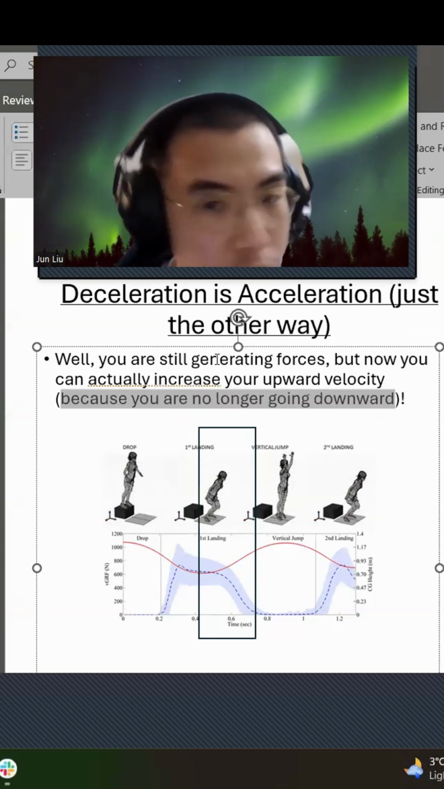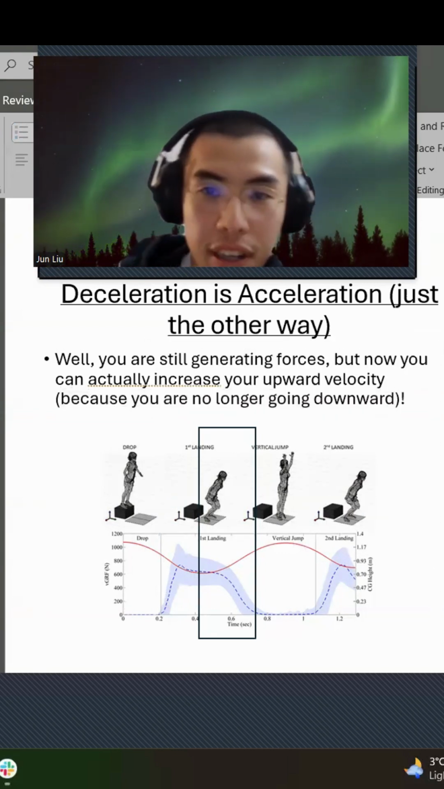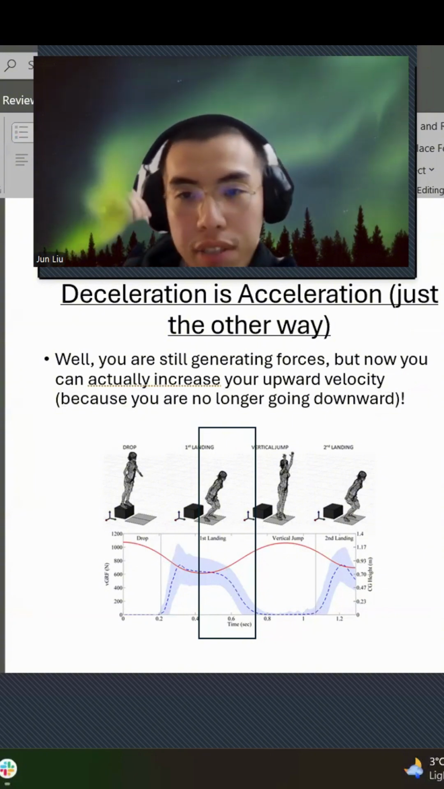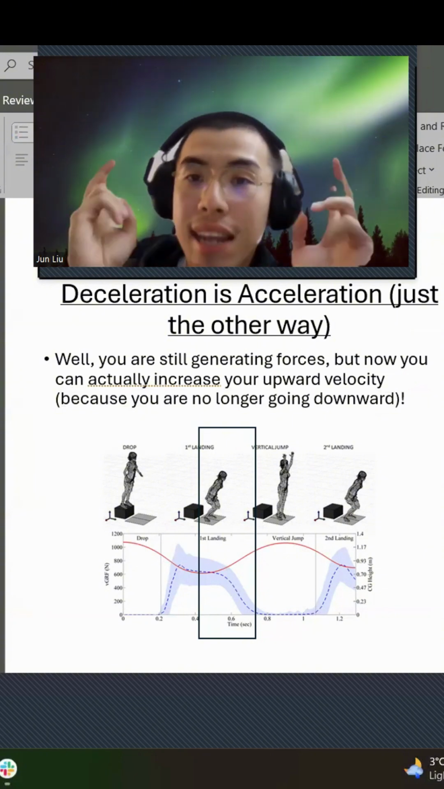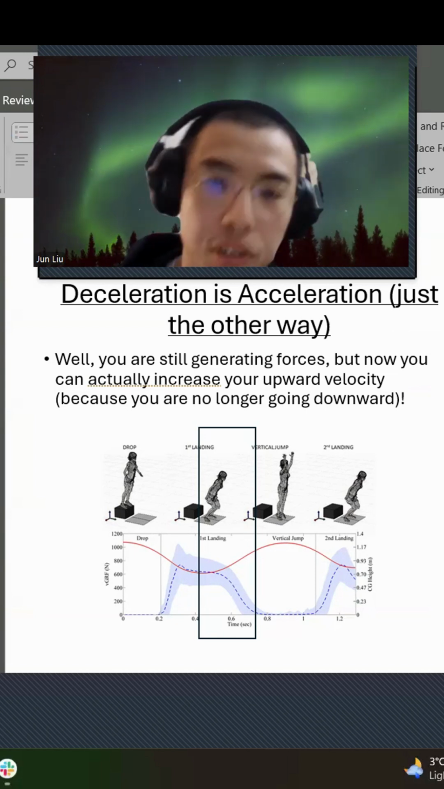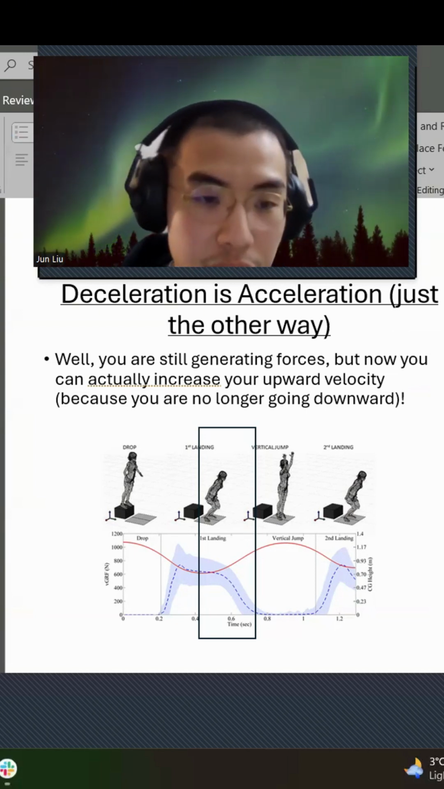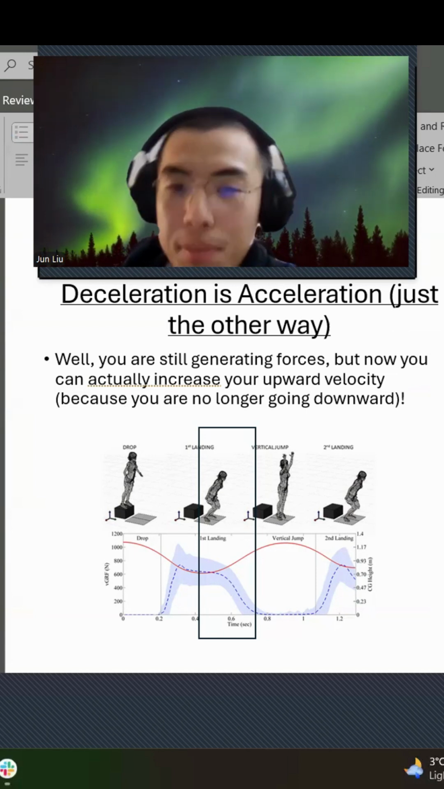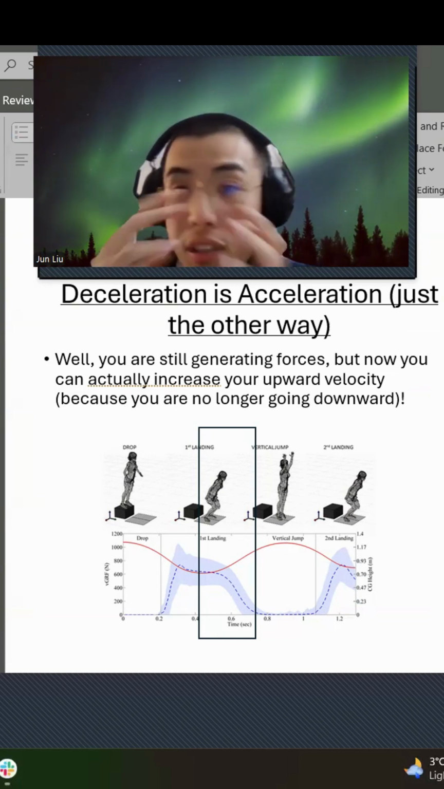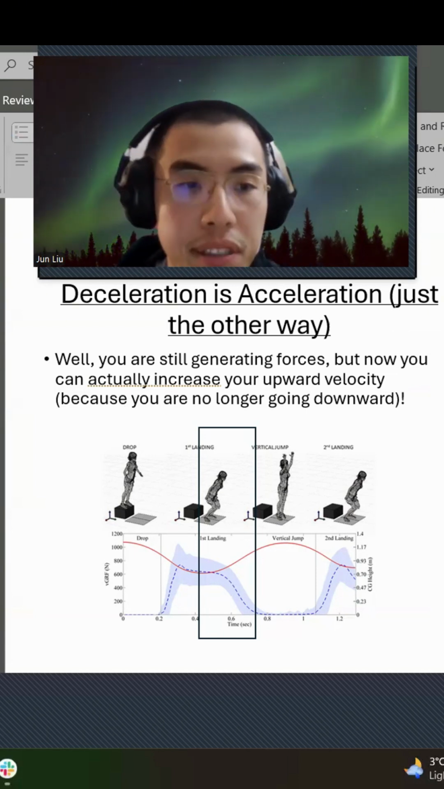Okay, you're still generating forces, but in this very instant, the velocity of your body is going up, meaning you're accelerating upward. Your upward velocity is increasing. So it's always force generation, but what differs is the state of your body.